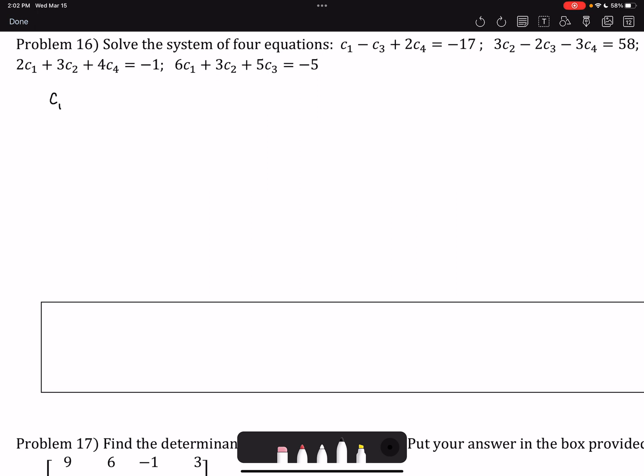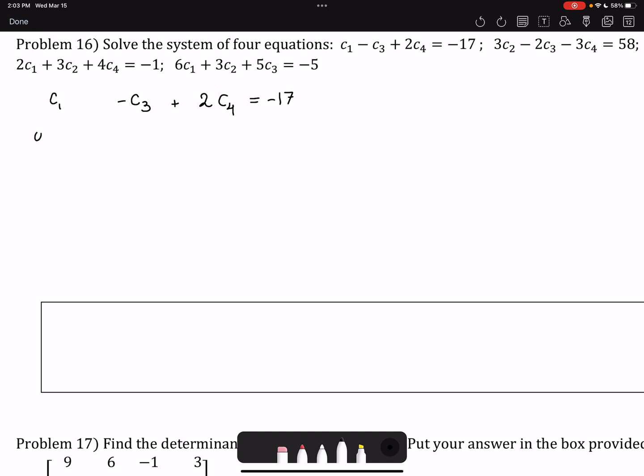So we'll leave a space for C2 for this first equation. Then we have C3 here, and then we have plus 2C4. And we know that all of that is equal to negative 17. Okay, so now let's write the second one.